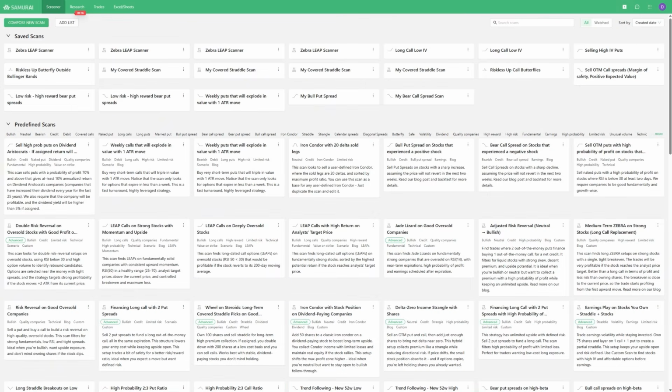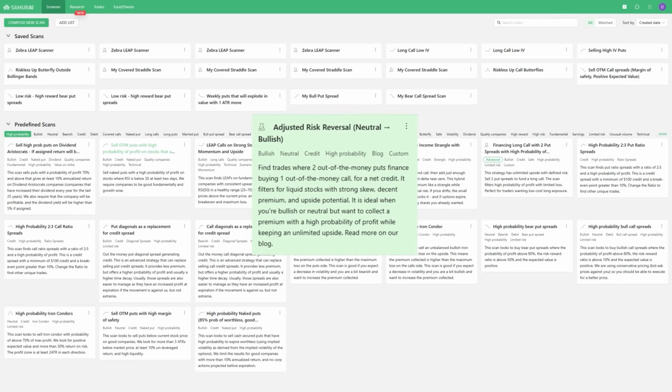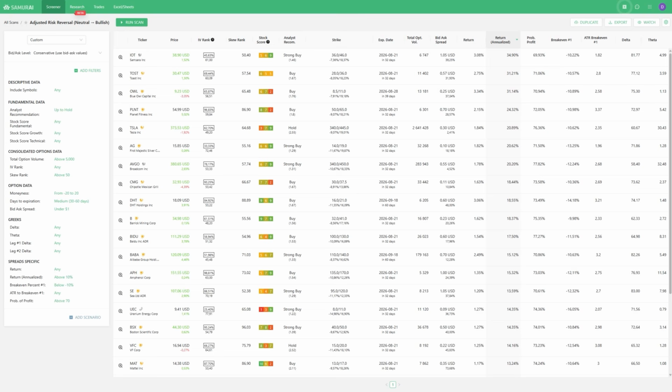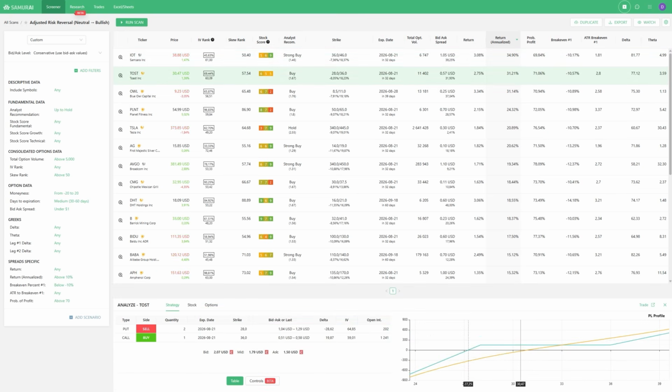So let me show this scan in action. You know the drill by now. Go to the predefined scans and click the high probability tag. This last one is called adjusted risk reversal. It sells 2 out-of-the-money puts to finance buying 1 out-of-the-money call, and it does that for a net credit, so you actually get paid to put the trade on.